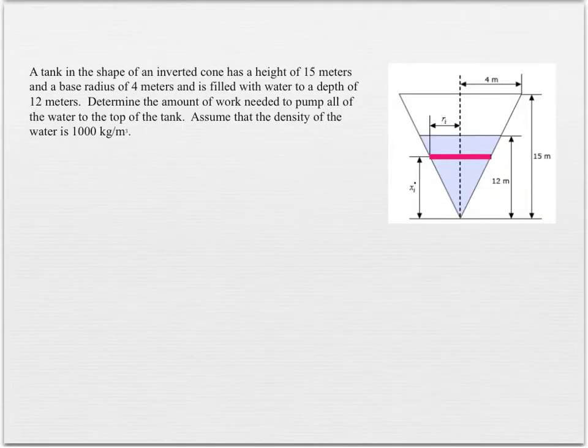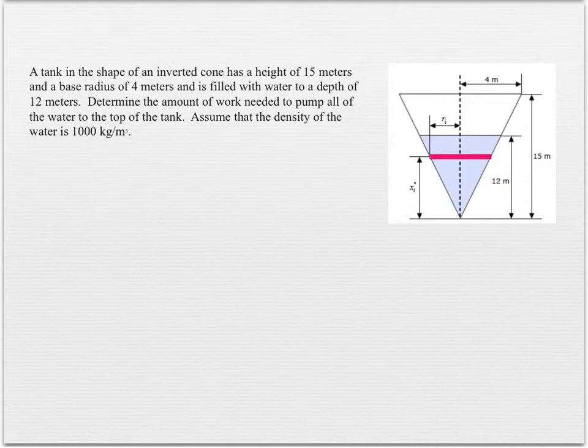This one is going to be now the volume of a cone. So we have this inverted cone, height of 15 meters. You can tell by this diagram, base of 4 meters, filled with water to a depth of 12 meters. You can see that right on here. Here's the depth of the water. Determine the amount of work needed to pump all the water to the top of the tank. Assume that the density of the water is 1,000 kilograms per meter.